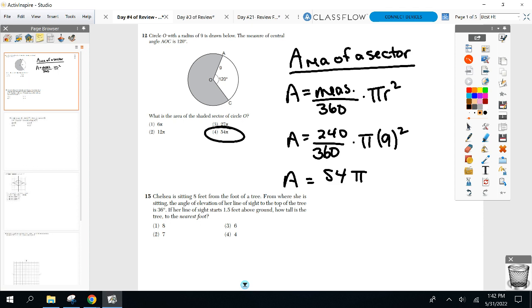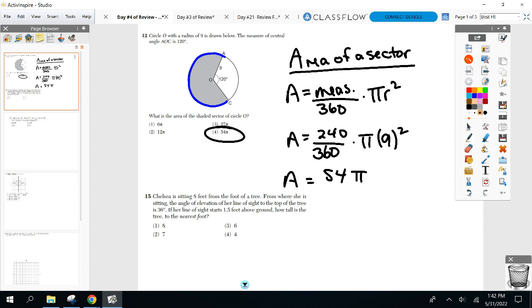Anything else you want to add on to that? Area of a sector. Serena, I have a question. Yep. Which formula is measure over 360 times pi d? That's the length of an arc. So if I asked for the length of this arc from A to C, this would be pi d instead. Yes, pi d. Same exact formula except circumference versus area. Great question. Anything else I can answer?